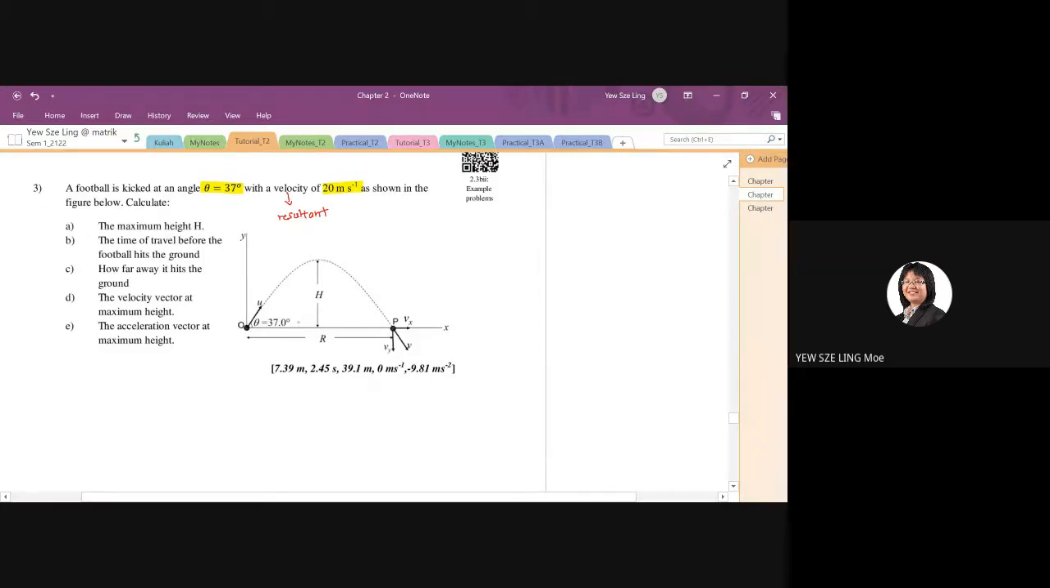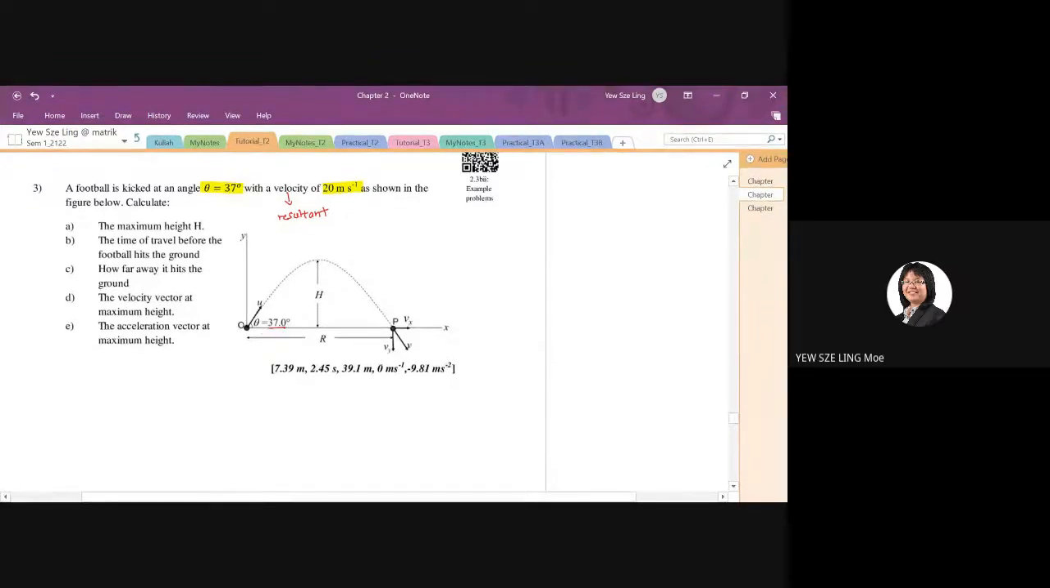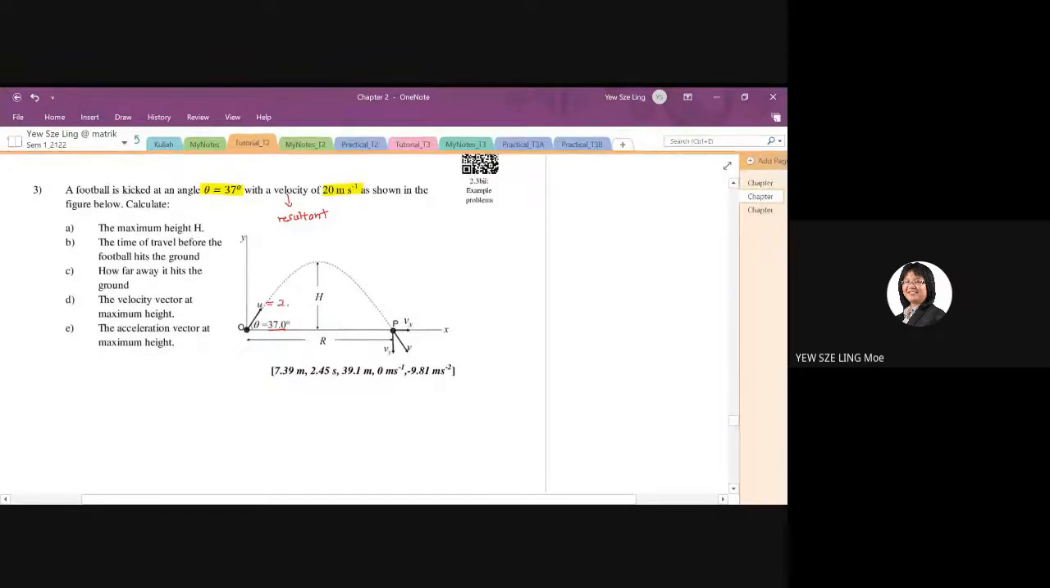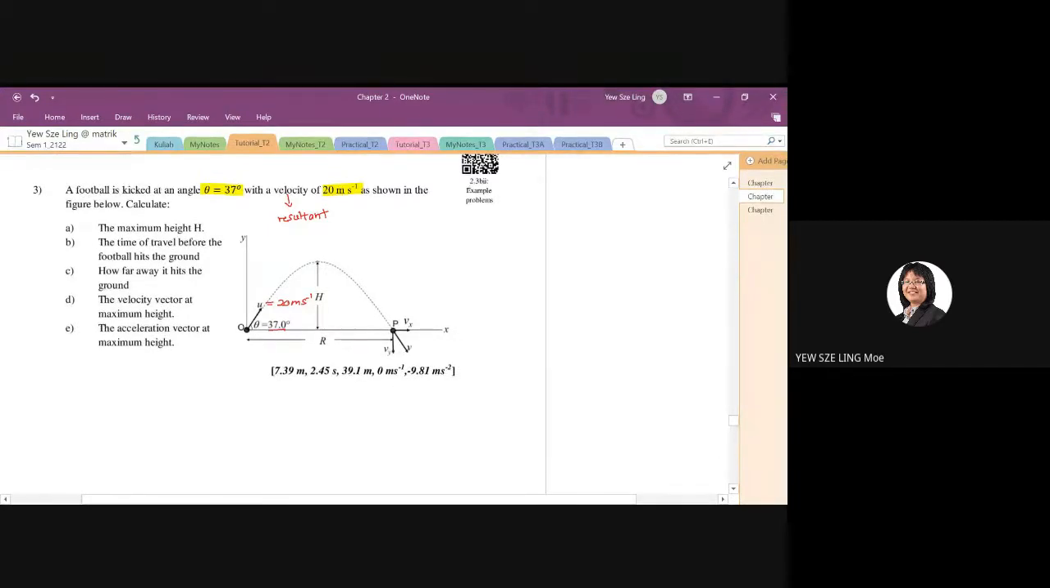So you have a figure, it tells you this 37.0 degree. Okay, and then you have a U. According to the question, U is equal to 20 meter per second. So question A, calculate the maximum height. Okay, question A, maximum height.